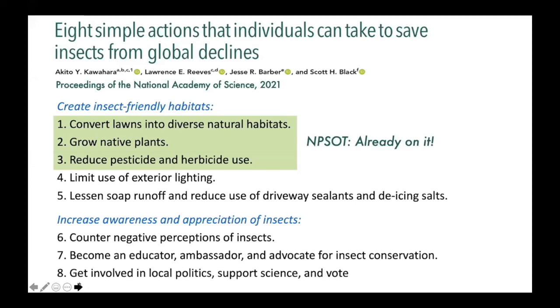And as we saw really beautifully in the last talk, you can get involved in politics and vote and contact your local representatives, advocate for important things like the Recovering America's Wildlife Act, and try to get some political support behind this as well.